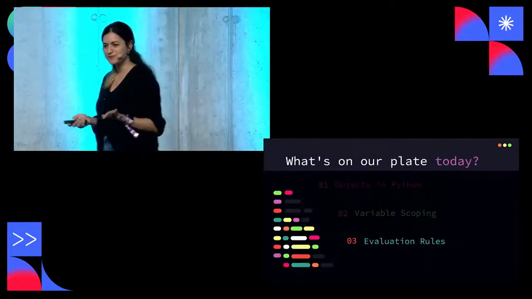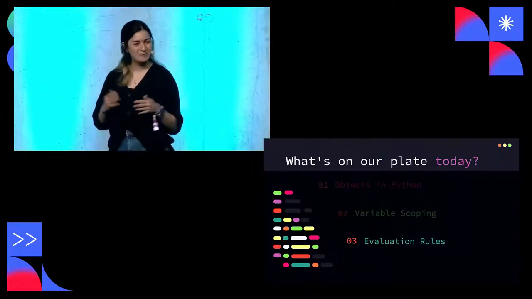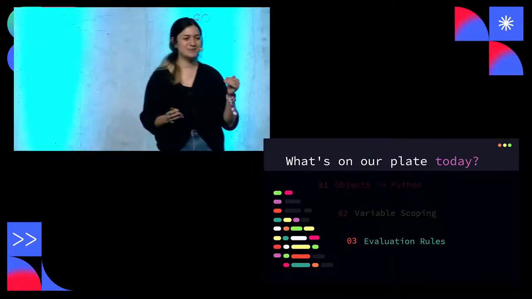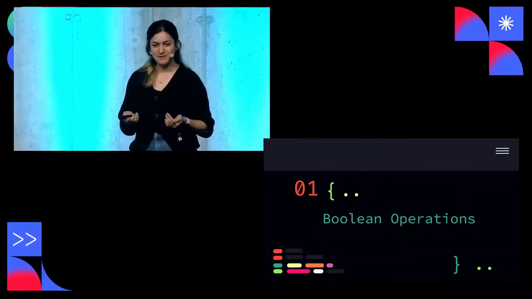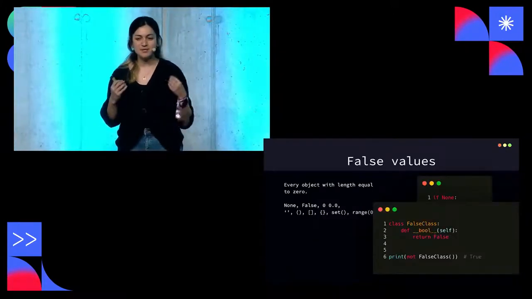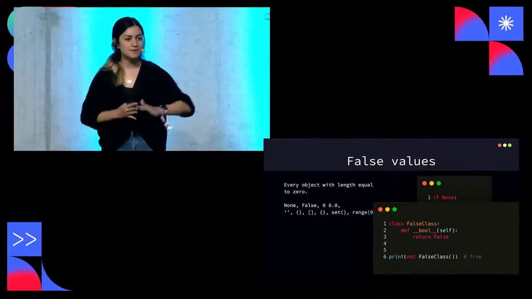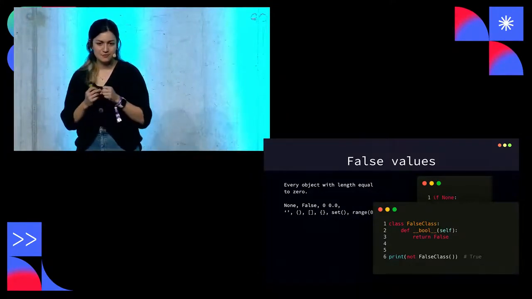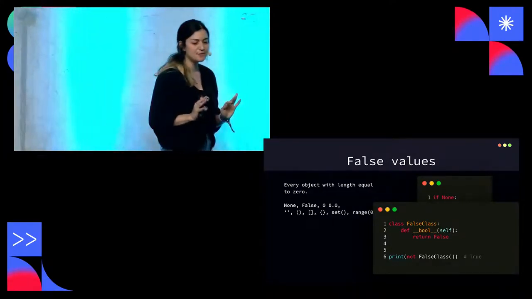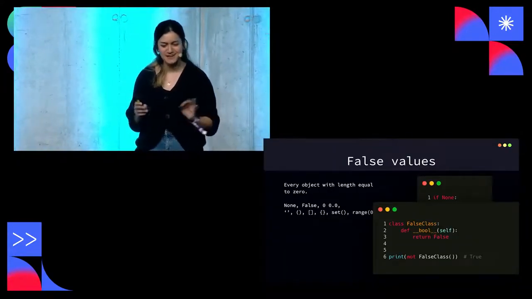Now we are approaching our last part. I hope you enjoy, and I hope it's innovative for you. So we are going to talk about evaluation rules. We'll start with Boolean comparisons. So it's important to understand what is a false value. A false value is every object with len that equals 0. The size of the object is 0. This is a false value. Sorry, I have here an error, but it's OK.